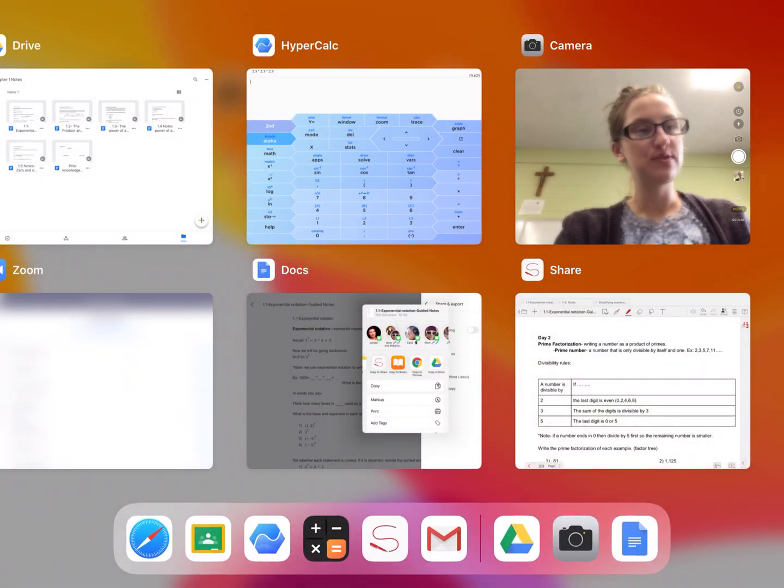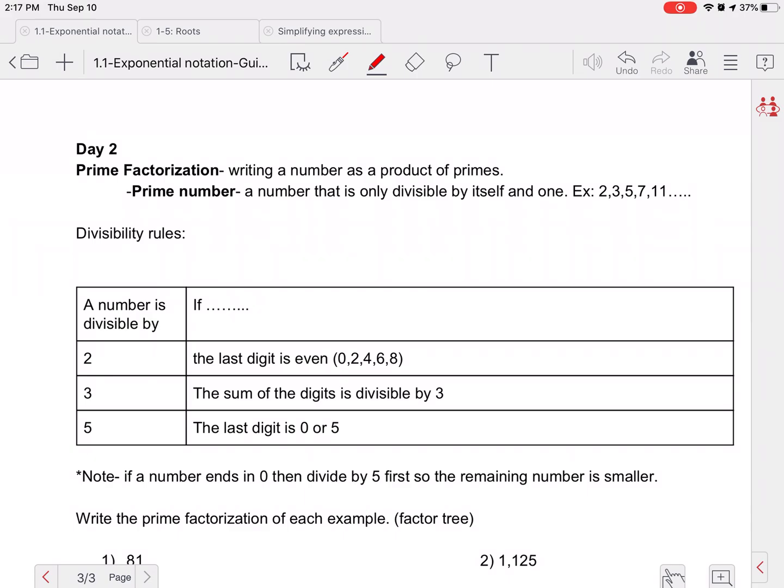Hi guys, welcome back. We're going to continue on with 1.1 day 2, and we're going to talk about prime factorization today. So if we go ahead to our notes. Prime factorization is writing a number as a product of primes. Okay, so we write down all the prime numbers that multiply together to be that number. And this can be very helpful in a number of situations.